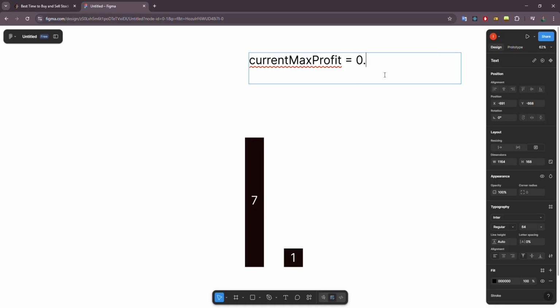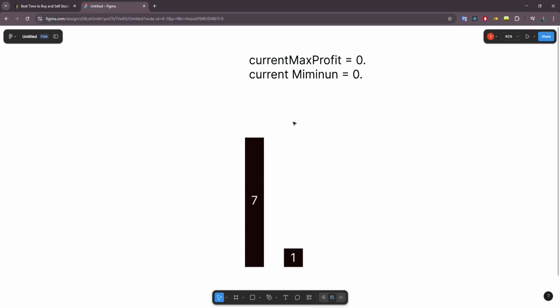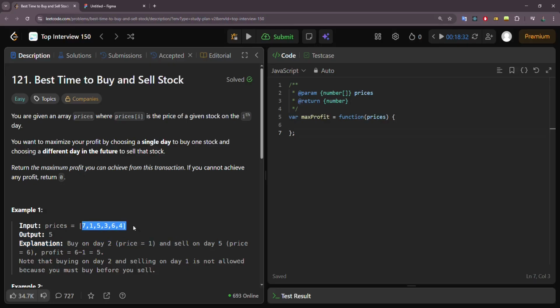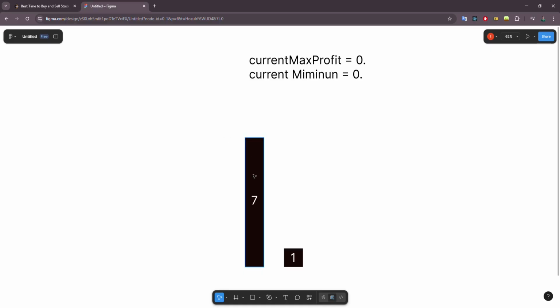And after that, you are going to create another variable that holds the current minimum value. Current minimum. Let me explain why. Okay, so please forget this list of numbers. So you have the first day that the stock is 7.